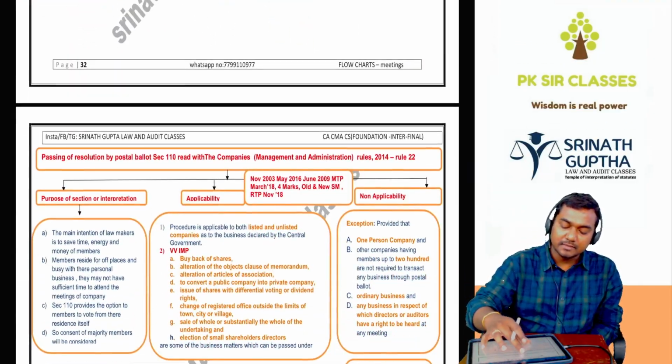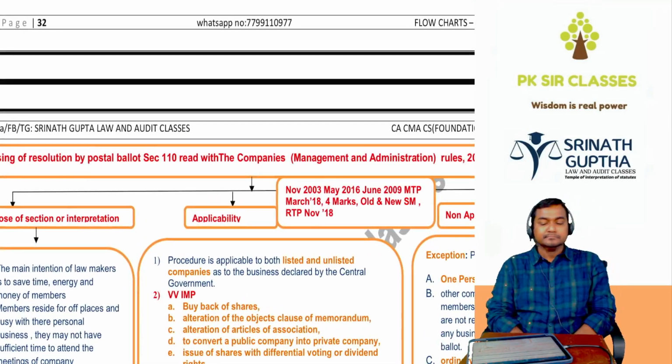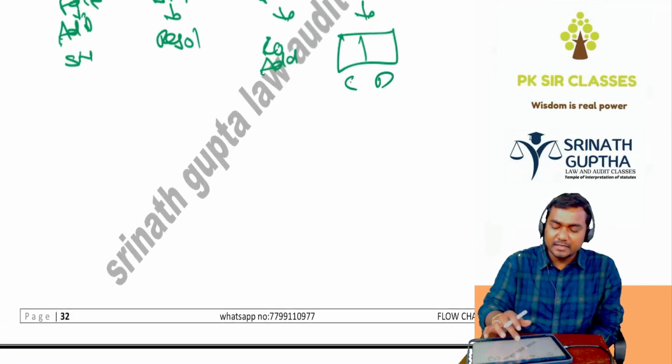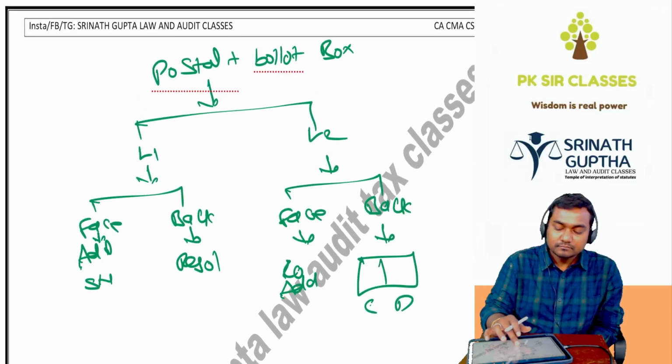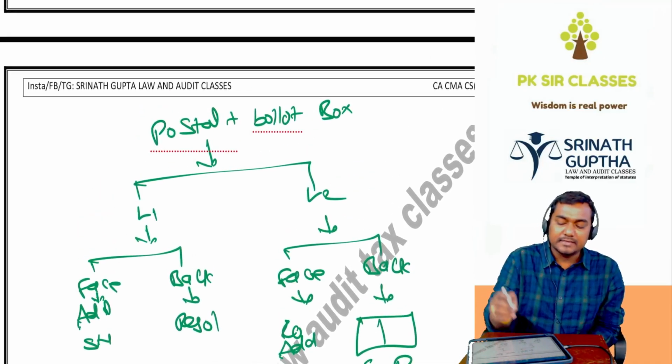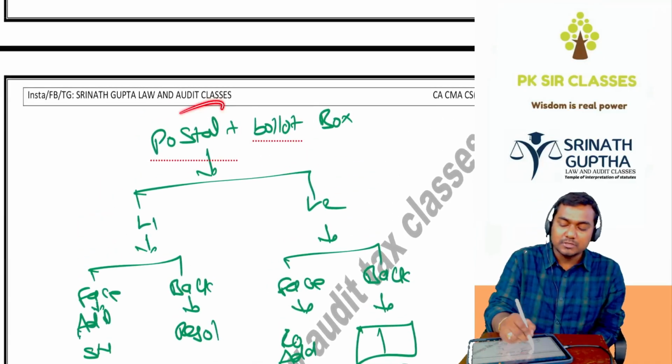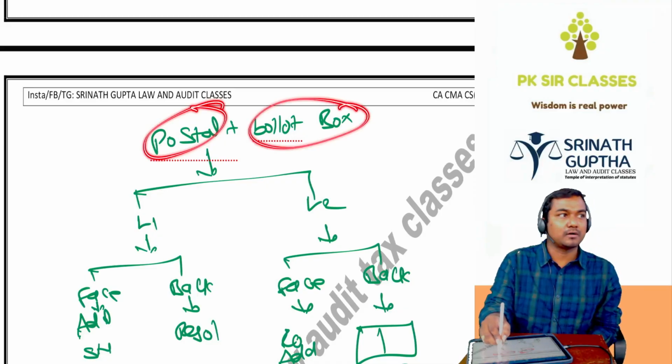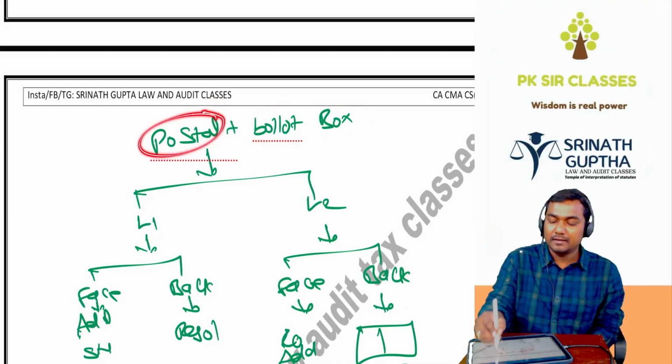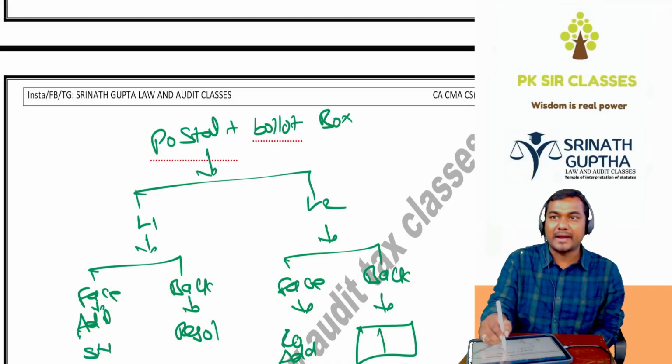Next concept is the postal ballot. Which ballot, beta? Section 110, beta. Postal ballot is a combination of two things. One is the postal department, that is the post office; the other one is the ballot box.